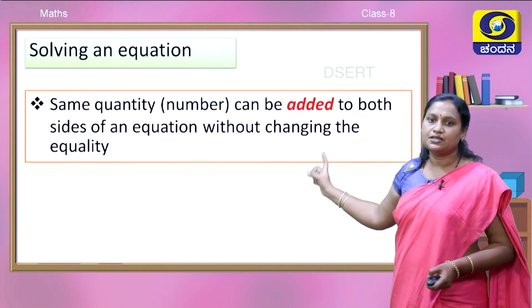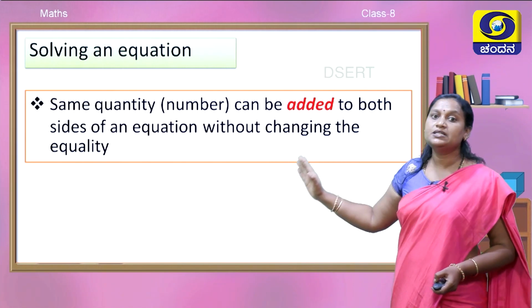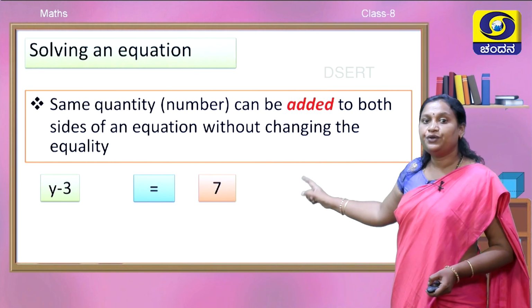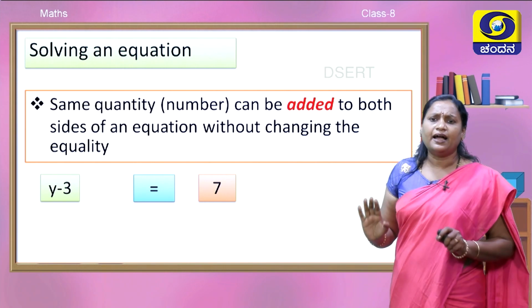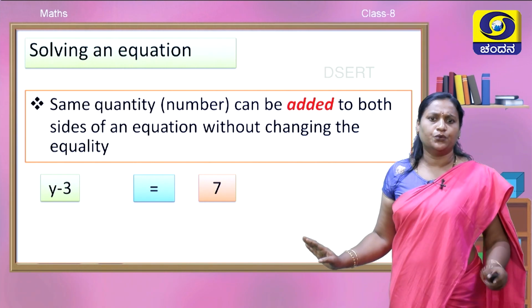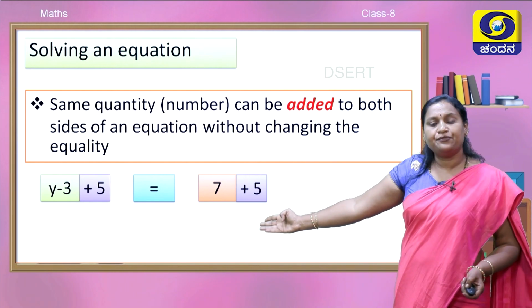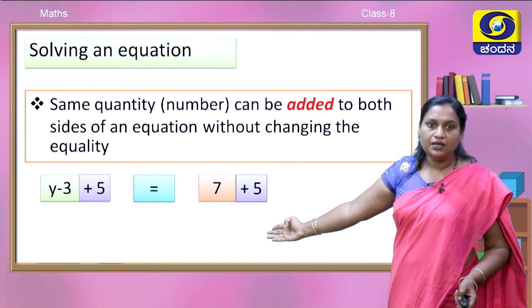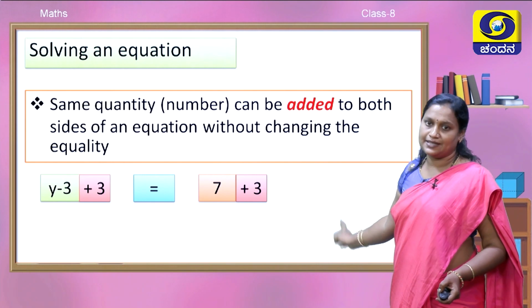So, here are some tips for you. We can add the same quantity on both sides of the equation without changing the equality. If you take an equation y minus 3 is equal to 7, you can add any arbitrary value for both LHS and RHS. For example, say I will add 5 for both the sides, but that does not help me. So, what should I add then? I should add 3 for both the sides.